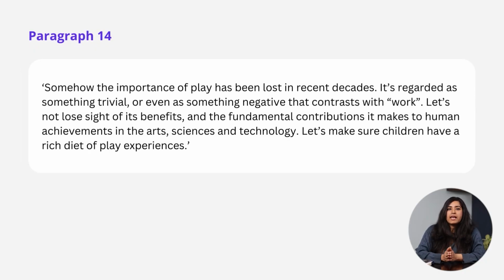Somehow, the importance of play has been lost in recent decades. It's regarded as something trivial or even as something negative that contrasts with work. Here, nowadays, which is in correlation with in recent decades, children's play has become less significant, something trivial. So the answer is true.